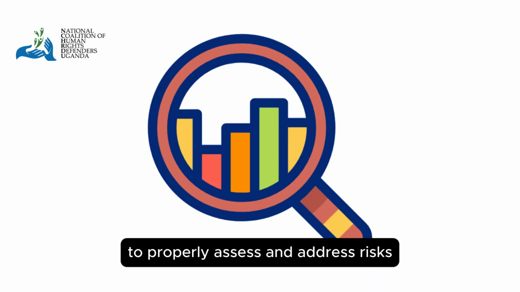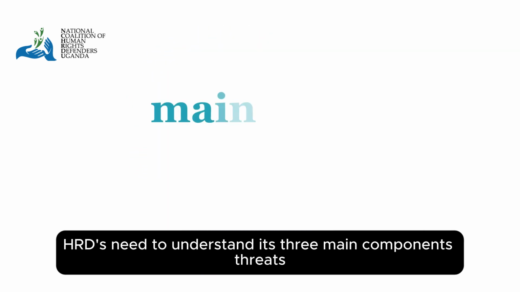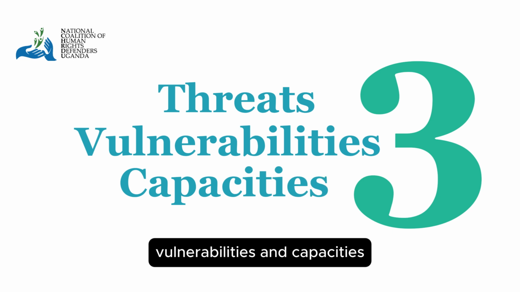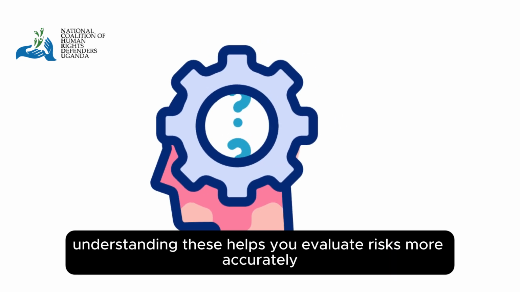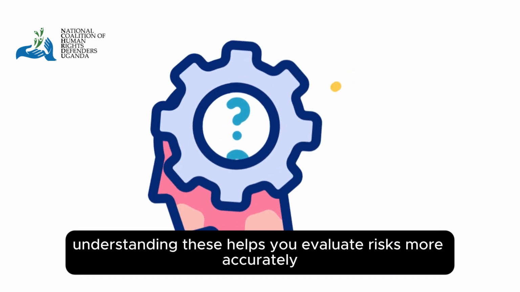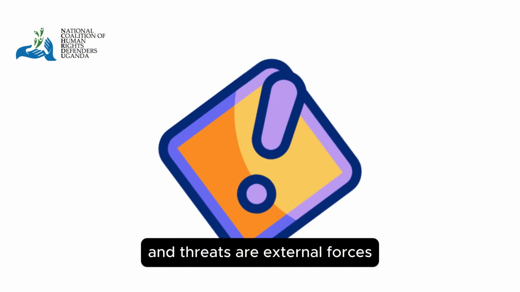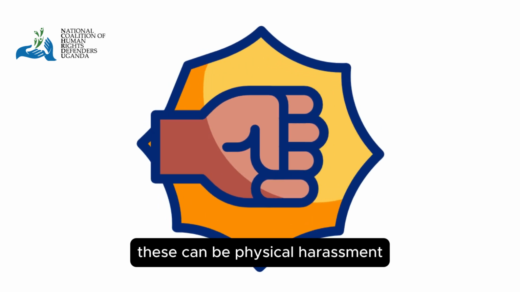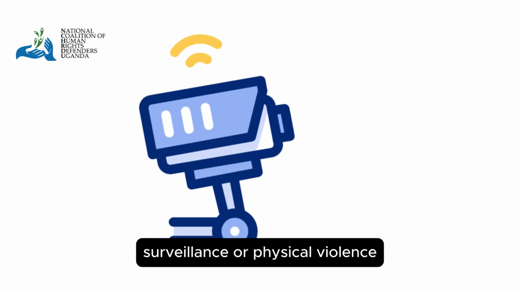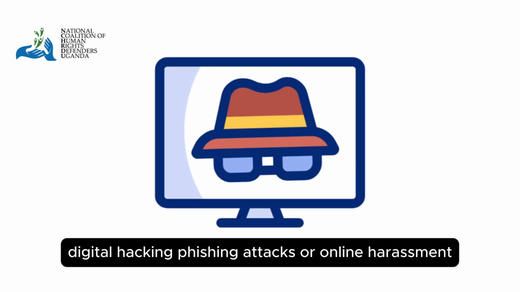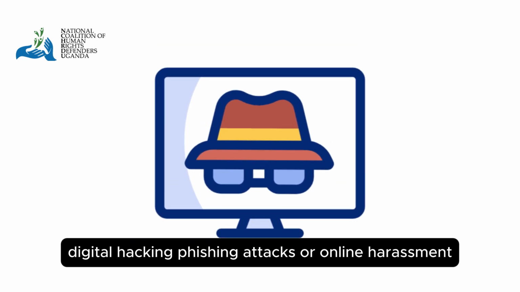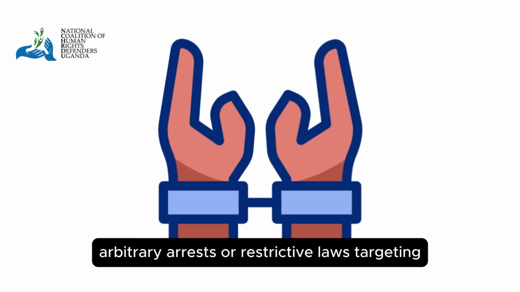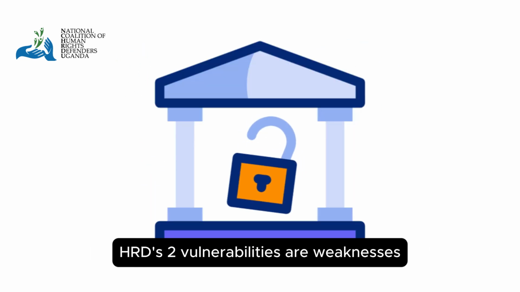To properly assess and address risks, HRDs need to understand its three main components: threats, vulnerabilities, and capacities. Understanding these helps you evaluate risks more accurately. 1. Threats are external forces or actors that can cause harm or disruption. These can be physical: harassment, surveillance, or physical violence; digital: hacking, phishing attacks, or online harassment; legal: defamation lawsuits, arbitrary arrests, or restrictive laws targeting HRDs.